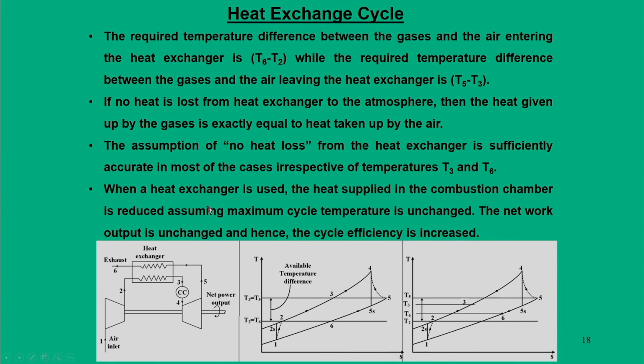And finally, when a heat exchanger is used, the heat supplied in the combustion chamber is reduced, assuming the maximum cycle temperature is unchanged. So, the net work output remains unchanged, but the cycle efficiency is increased.